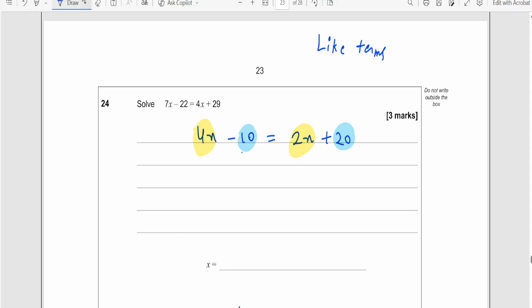I'm working it out. Okay, okay. Is it 15? Okay, very good. x is 15, absolutely correct.